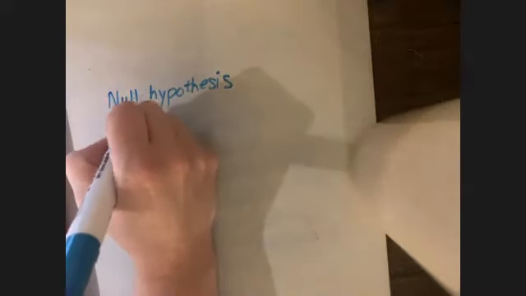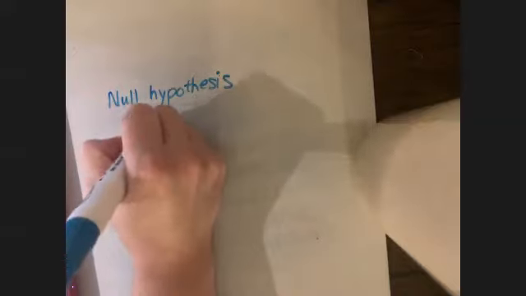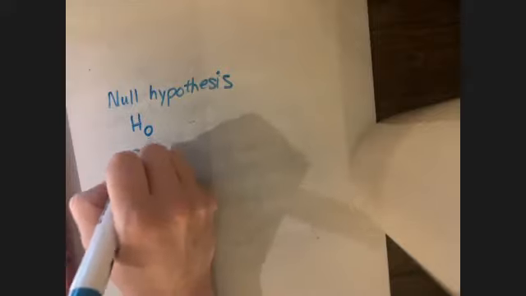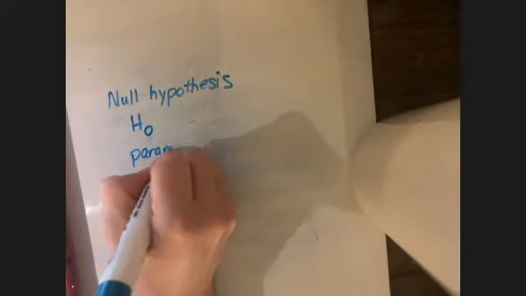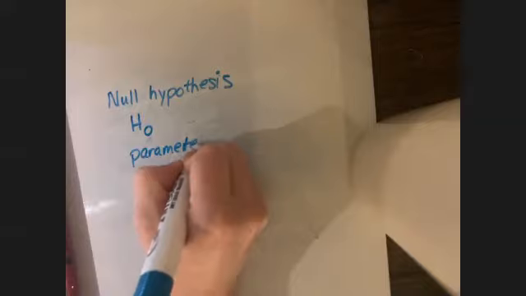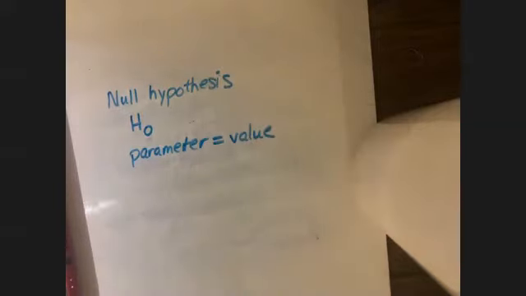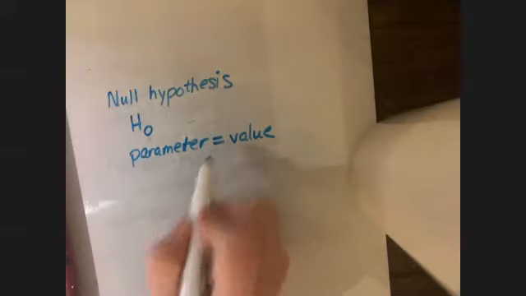Now, notationally, what we use is H naught. Okay. The other thing is that in a null hypothesis, you are going to have some sort of a parameter equal to some value. Okay. You're going to have some sort of an equal sign running around in this.